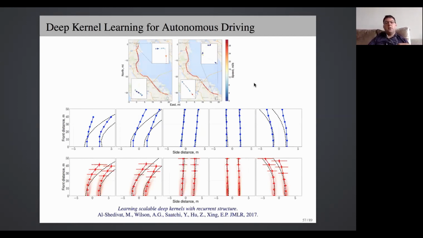Here we consider an autonomous driving problem where we're trying to predict lane boundary positions, and we need to make decisions. And so predictive distributions are going to be very important for making decisions. We don't just want to know where a lane boundary is. We need to know the error bars to make a good decision. And so we use Gaussian processes with LSTM structured kernels and find that we get quite accurate point predictions compared to the standard LSTM models, as well as good predictive distributions.